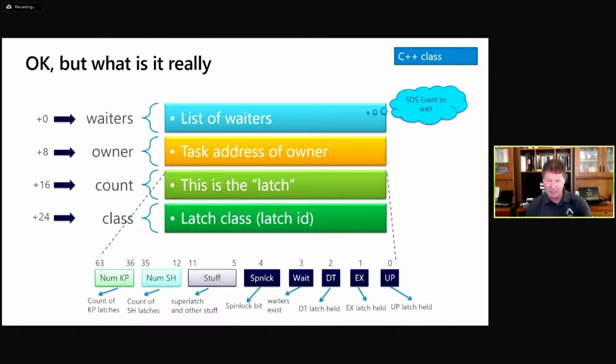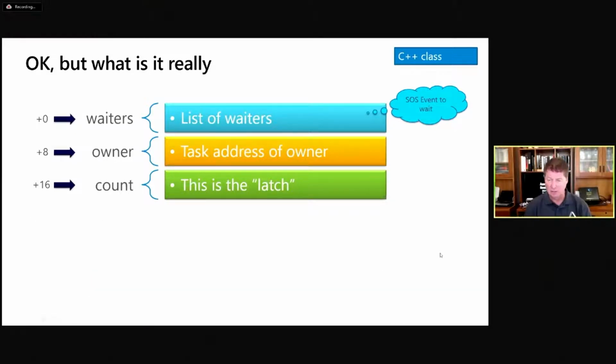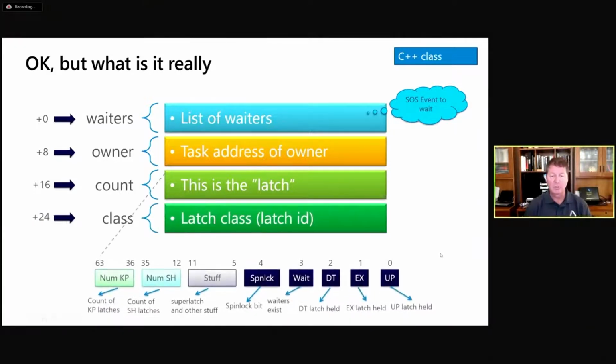And then near the end of the latch class itself, we mark what's called the latch ID. And we'll show you how a latch ID corresponds to something that you see in the form of a latch. So in the end, a latch itself is just a C++ class that we carry around and use to do physical protection.